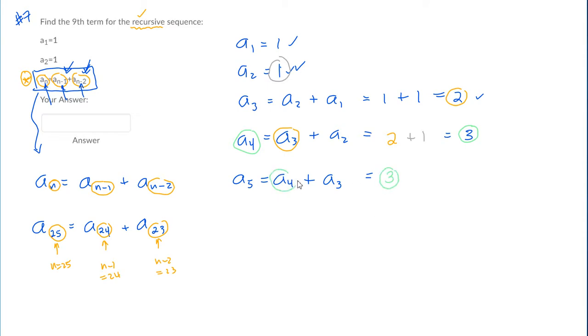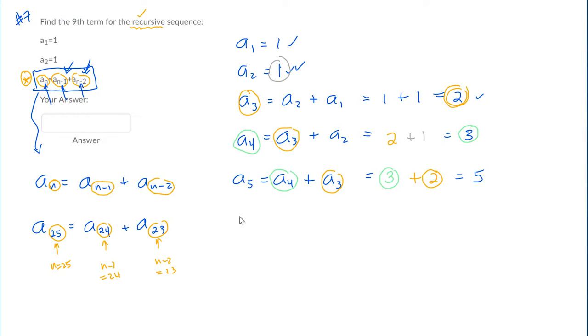So that's my A4. What about my A3? A3 has the value 2. And if I add up the 3 plus 2, I'm thinking 5, right?